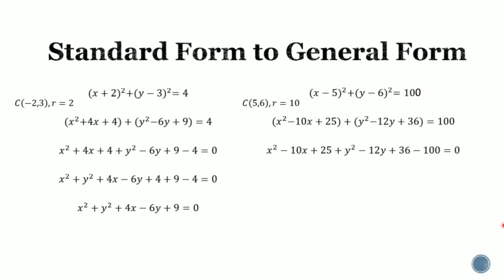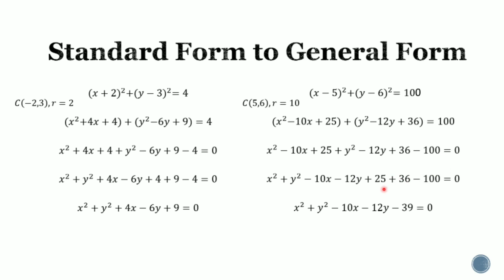And after that, we must transfer the 100 to the other side, and we must rearrange it to the general form. That would be x squared plus y squared minus 10x minus 12y plus 25, plus 36, minus 100. After that, combine the like terms.